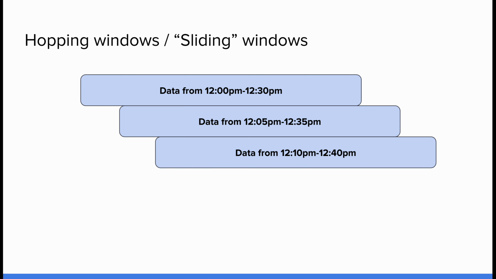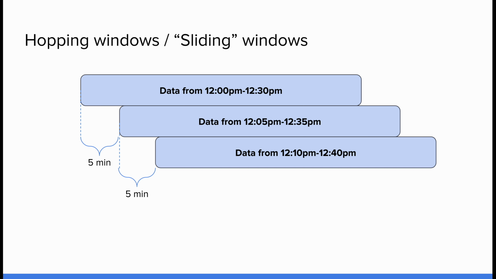For example, here is a slight modification of the previous example I gave of tumbling windows. Here, each window is 30 minutes in duration again, but a new window is created every 5 minutes. The first window is created at 12:30 and it contains the data from 12 to 12:30. 5 minutes later, another window is created of the same duration. It contains data from 12:05 to 12:35, and this continues.